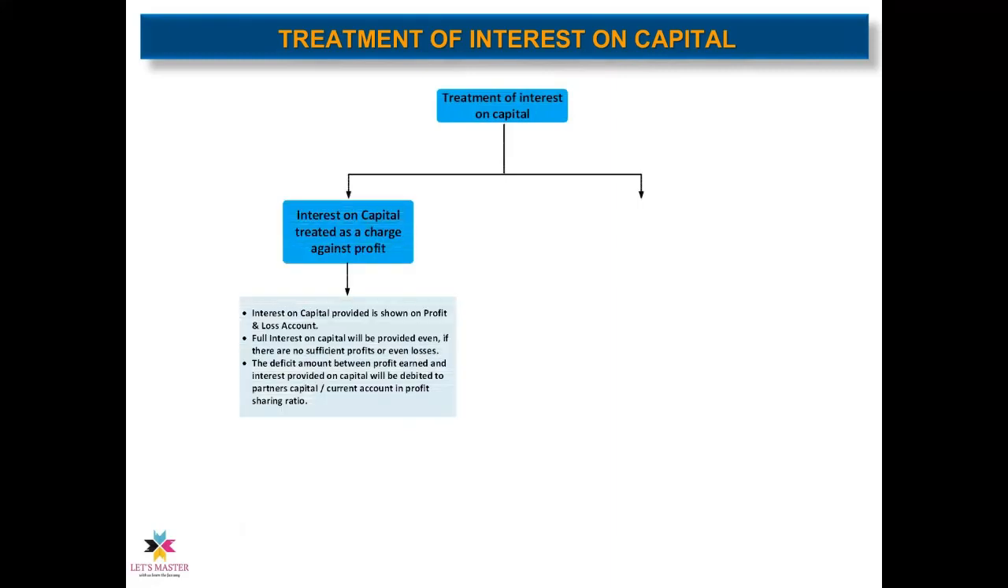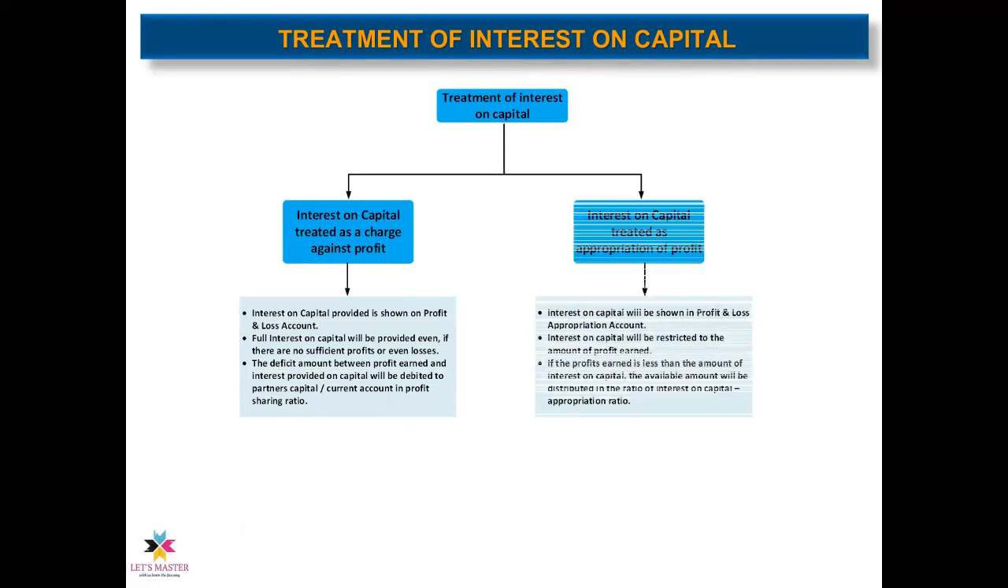Moving on, the treatment of interest on capital. As we already discussed, interest on capital is the incentive provided to the partners or the owners to invest more and more capital in the business. This interest on capital can be treated as a charge against profit or as an appropriation of profit. There are two basic differences between these two conditions.